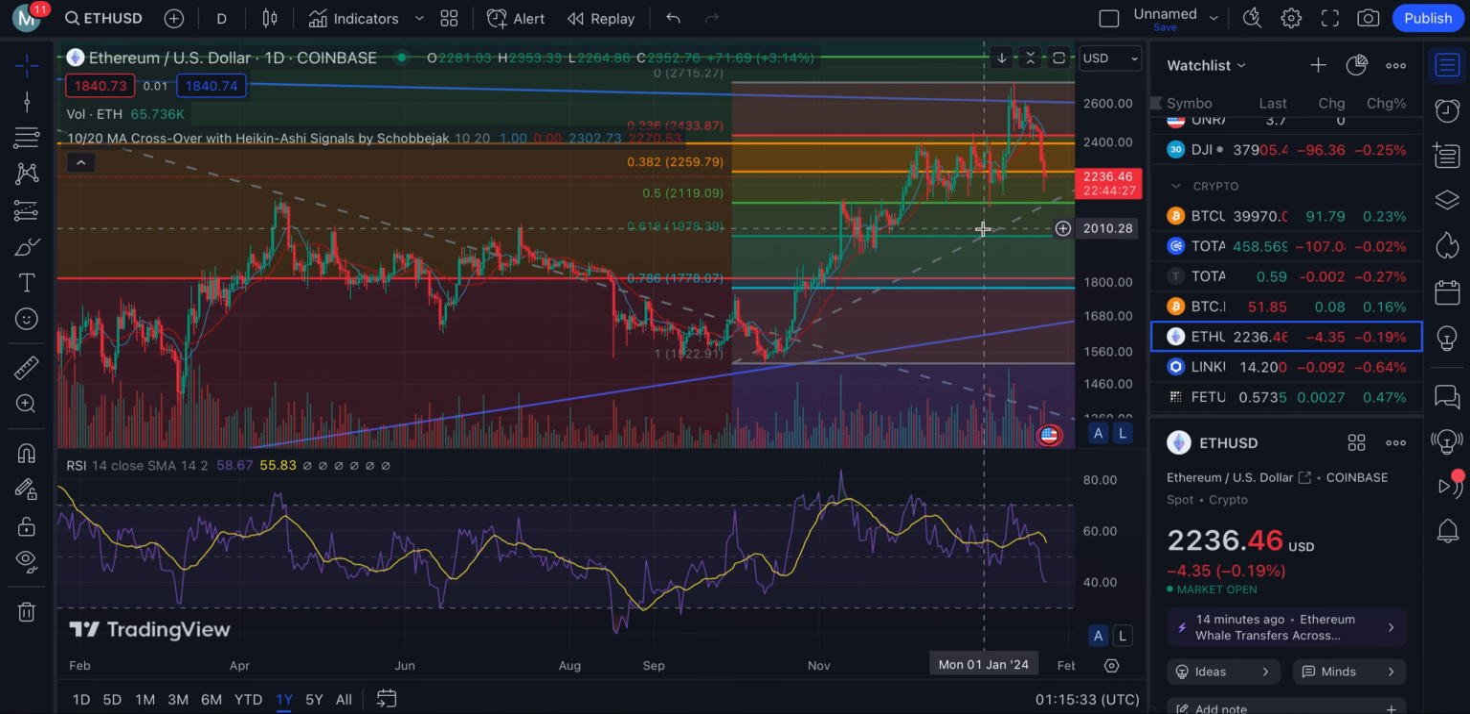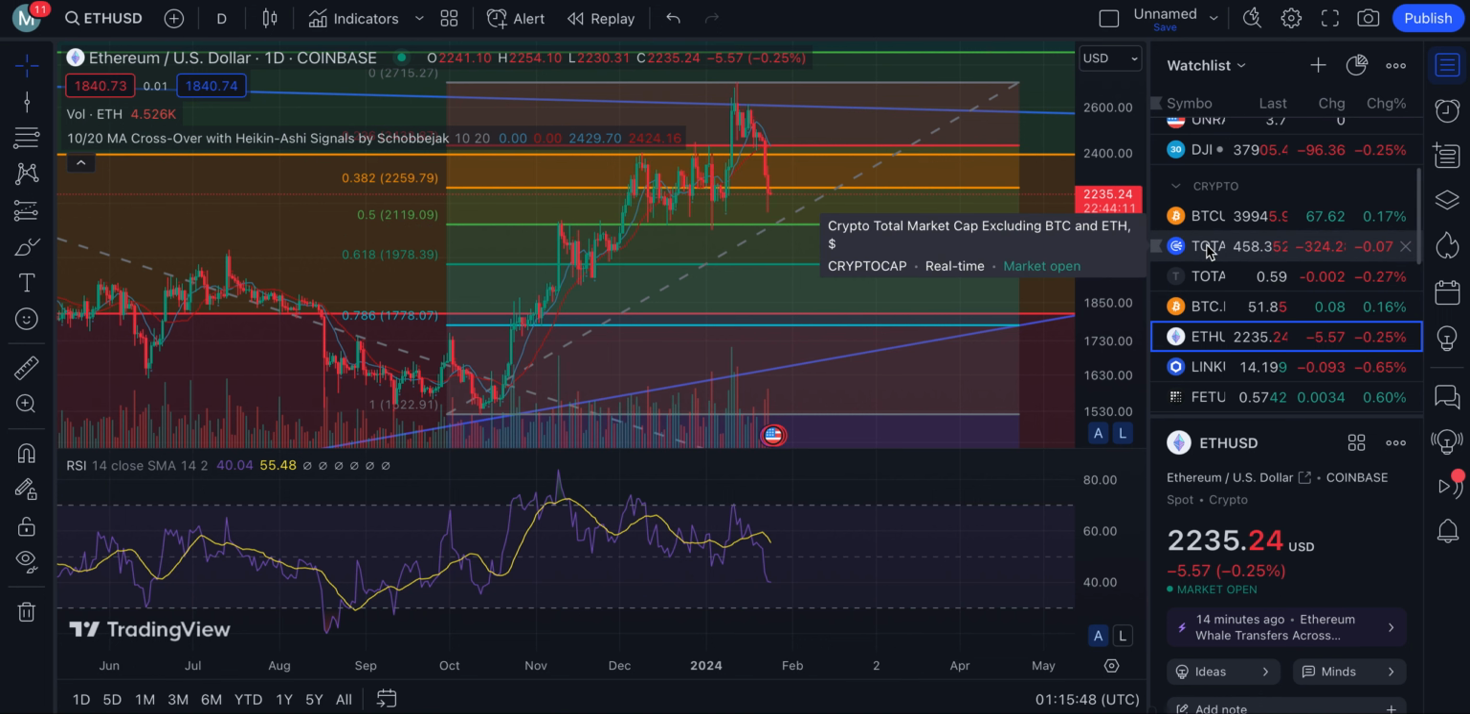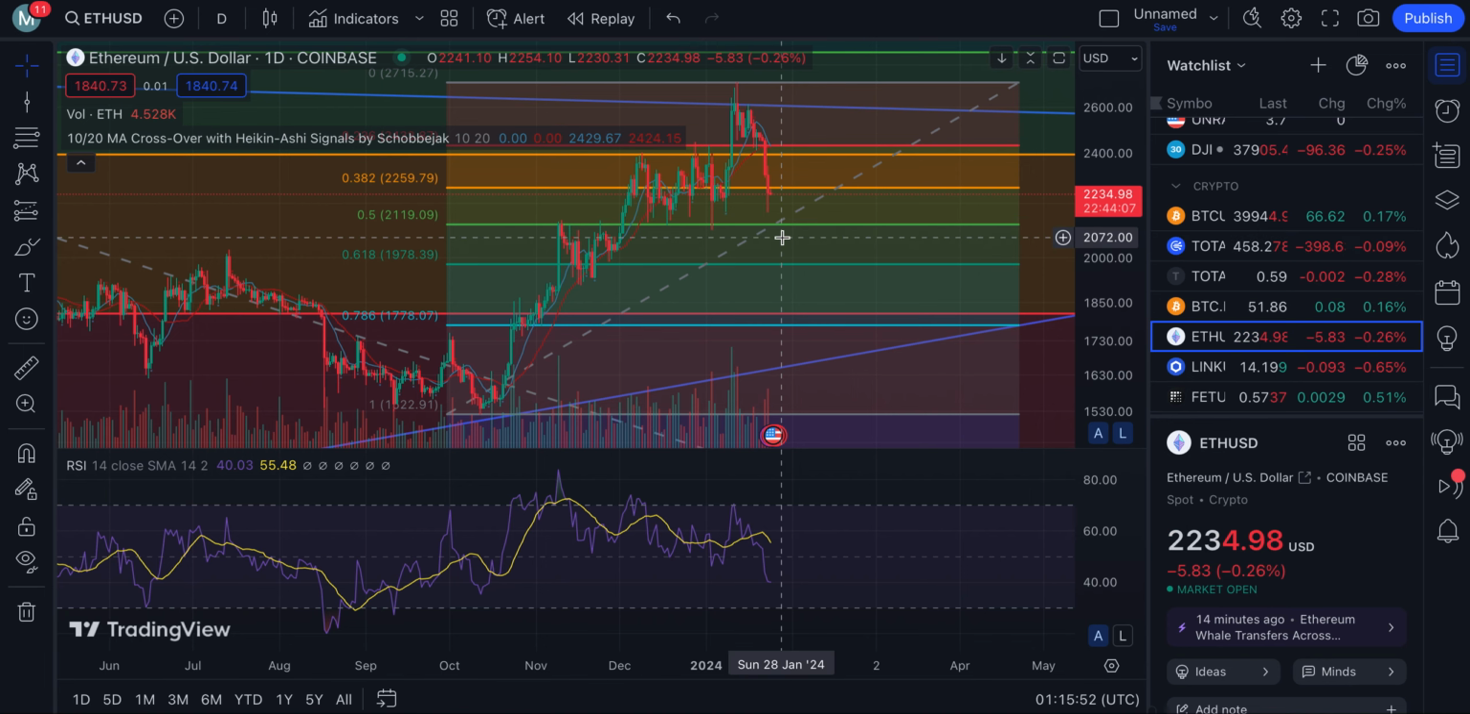Ethereum, sorry for all the fibs. We've come down a little bit. Now, this is a fib from the last year, from low to high. Looks like we're getting close to that 0.5. And it'll be interesting to see what Ethereum does. Now, total 3, that's the market cap of all the altcoins minus Bitcoin and Ethereum. You saw that one was selling down. Ethereum does look like it's going to go to the 0.5.